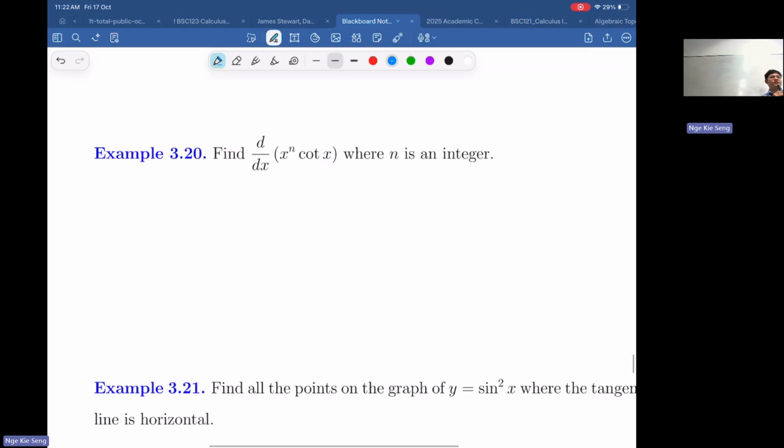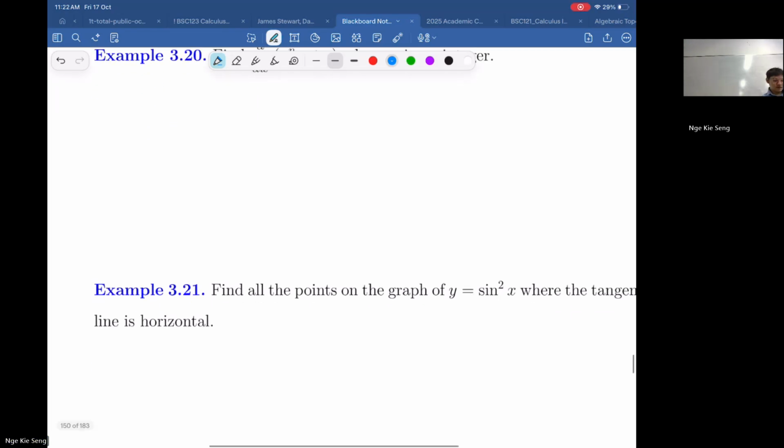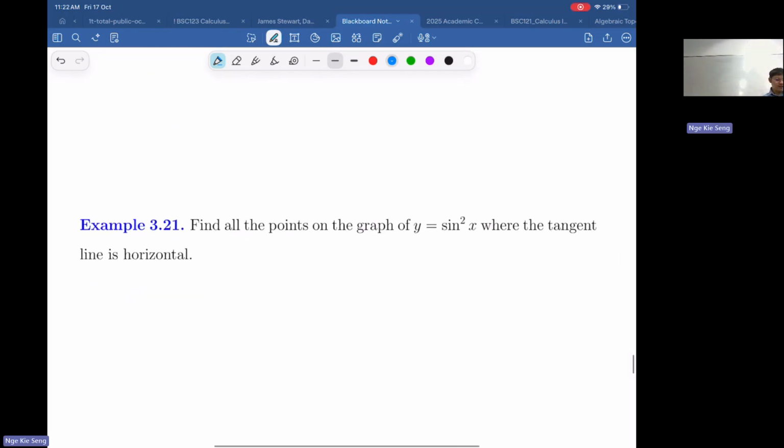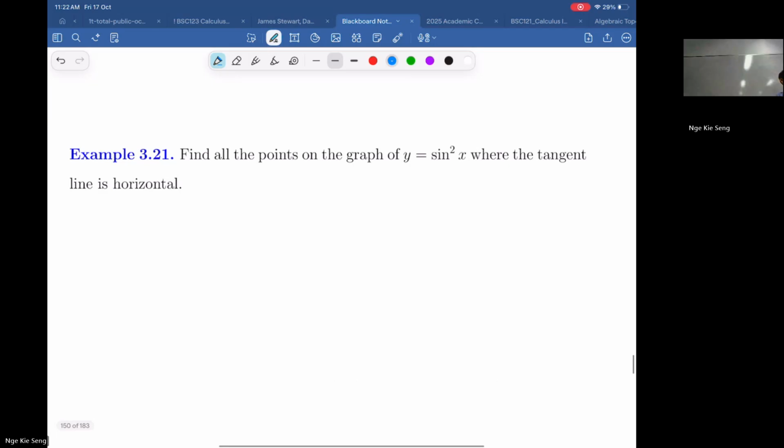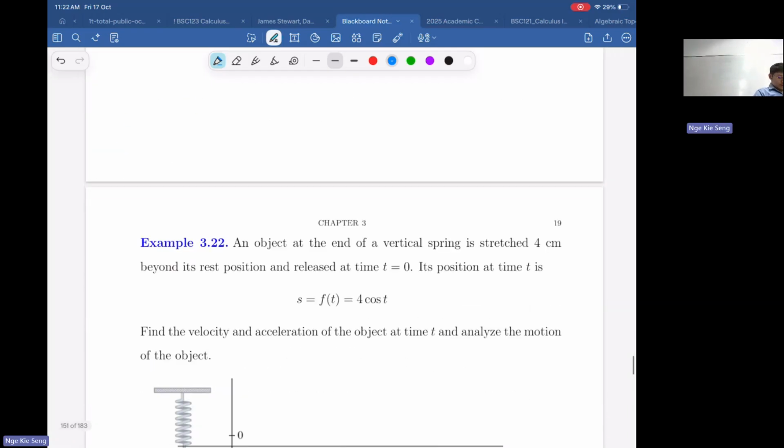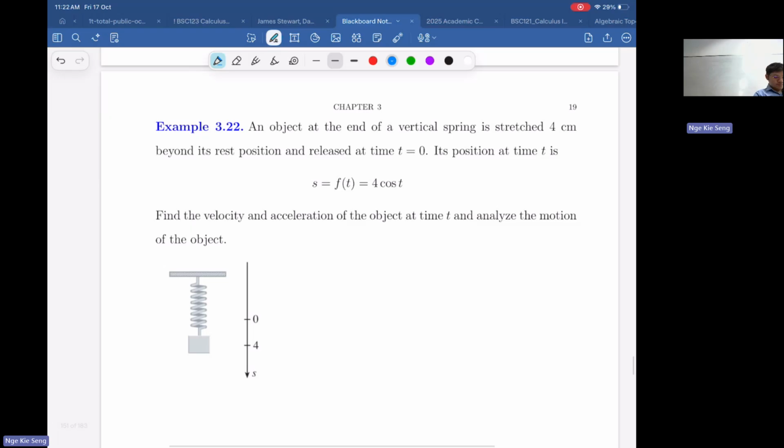How about 3.2 then? What's the rule you want to use here? There's polynomial times cotangent x. So you should use product rule. Okay. And then sine square x. What is sine square x? Sine x times sine x. So you use also product. Okay, so far okay.